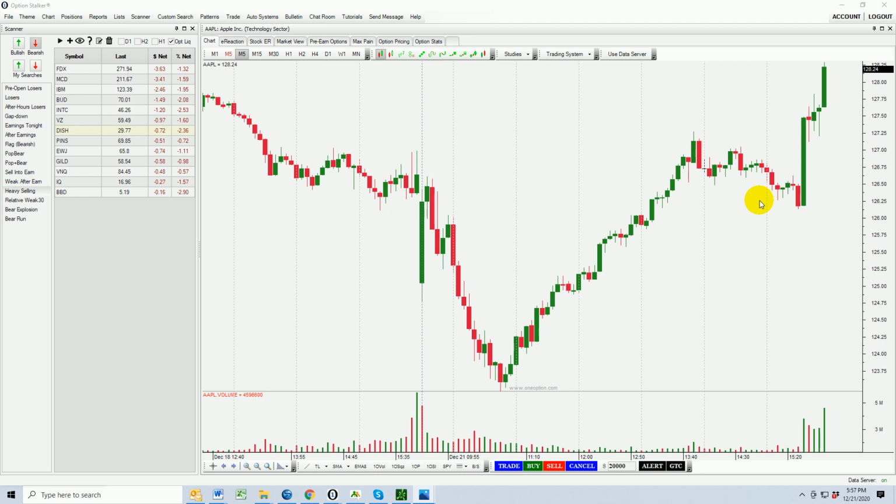Option Stalker does pretty much everything every other platform does, but it has proprietary indicators and searches that you simply will not get anywhere else. And I'm going to show you one tonight that I've added.